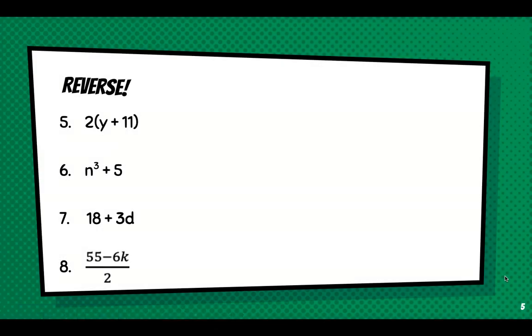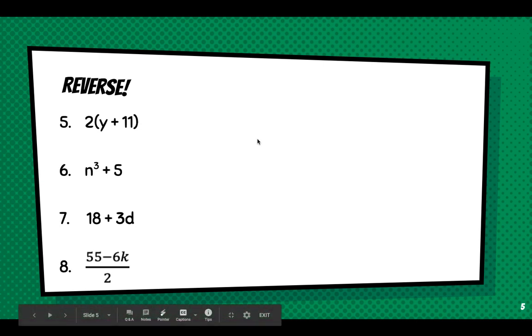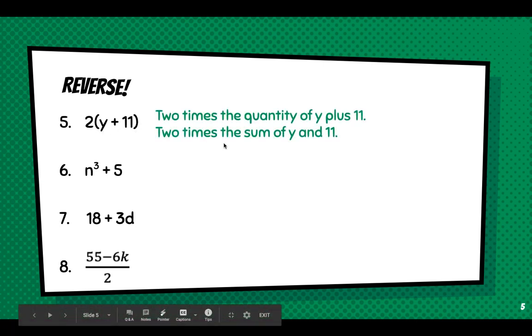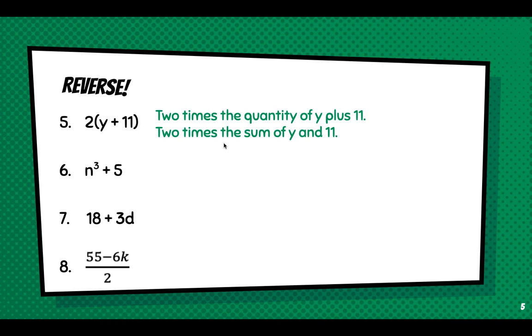This is just the opposite. So maybe we have a numeric phrase and we want that written out in words. So if you see something like this, you have a variety of options here. So I have 2 times the quantity of y plus 11. You could also say 2 times the sum of y and 11. There's going to be multiple answers that work for the same problem.